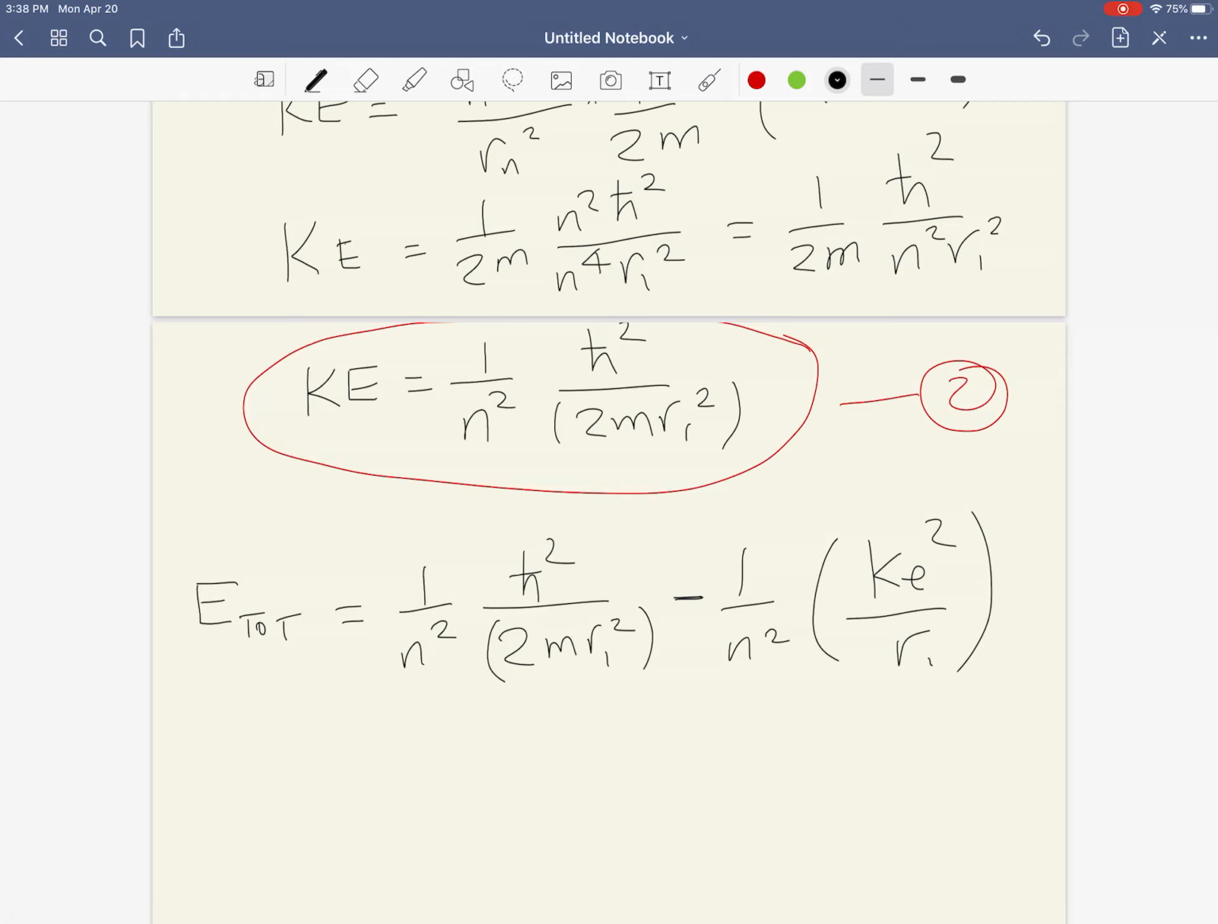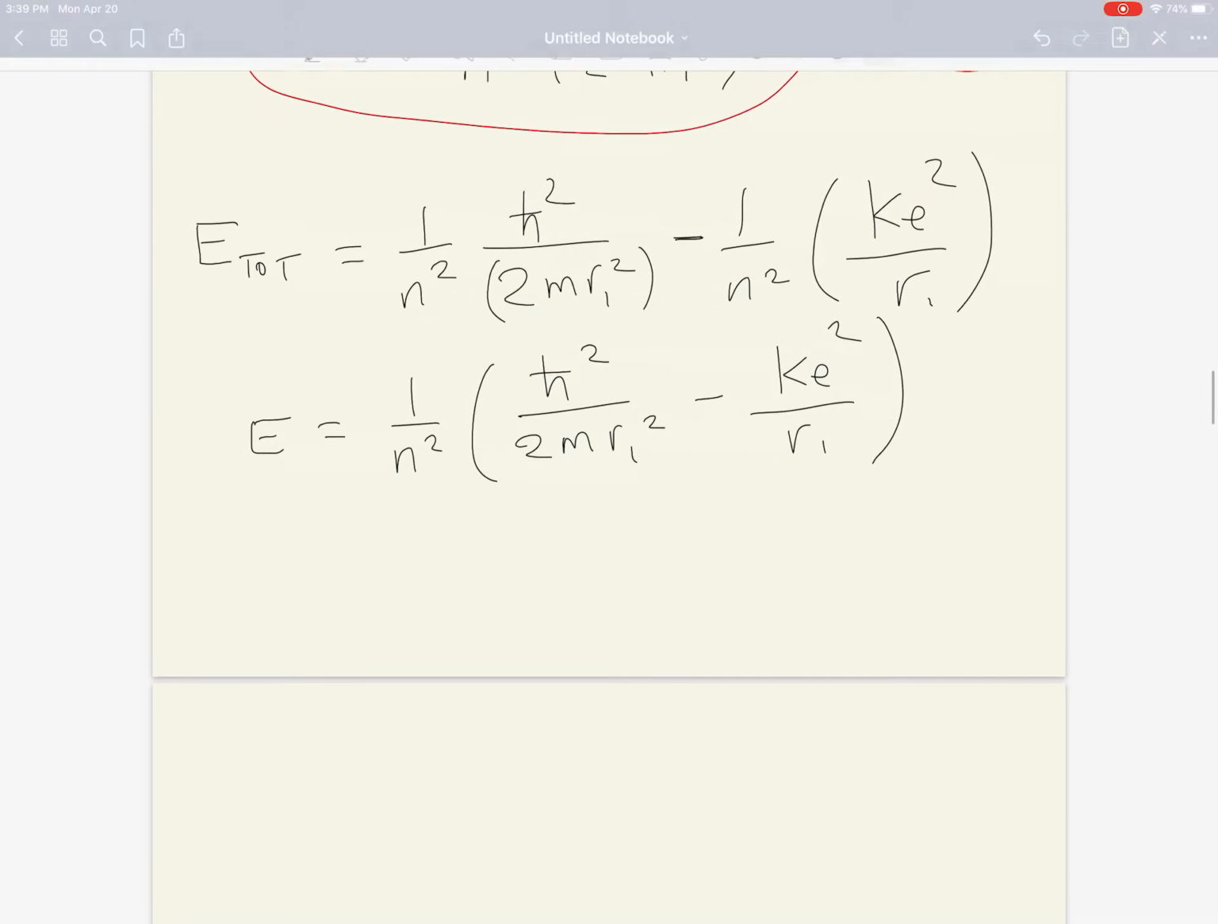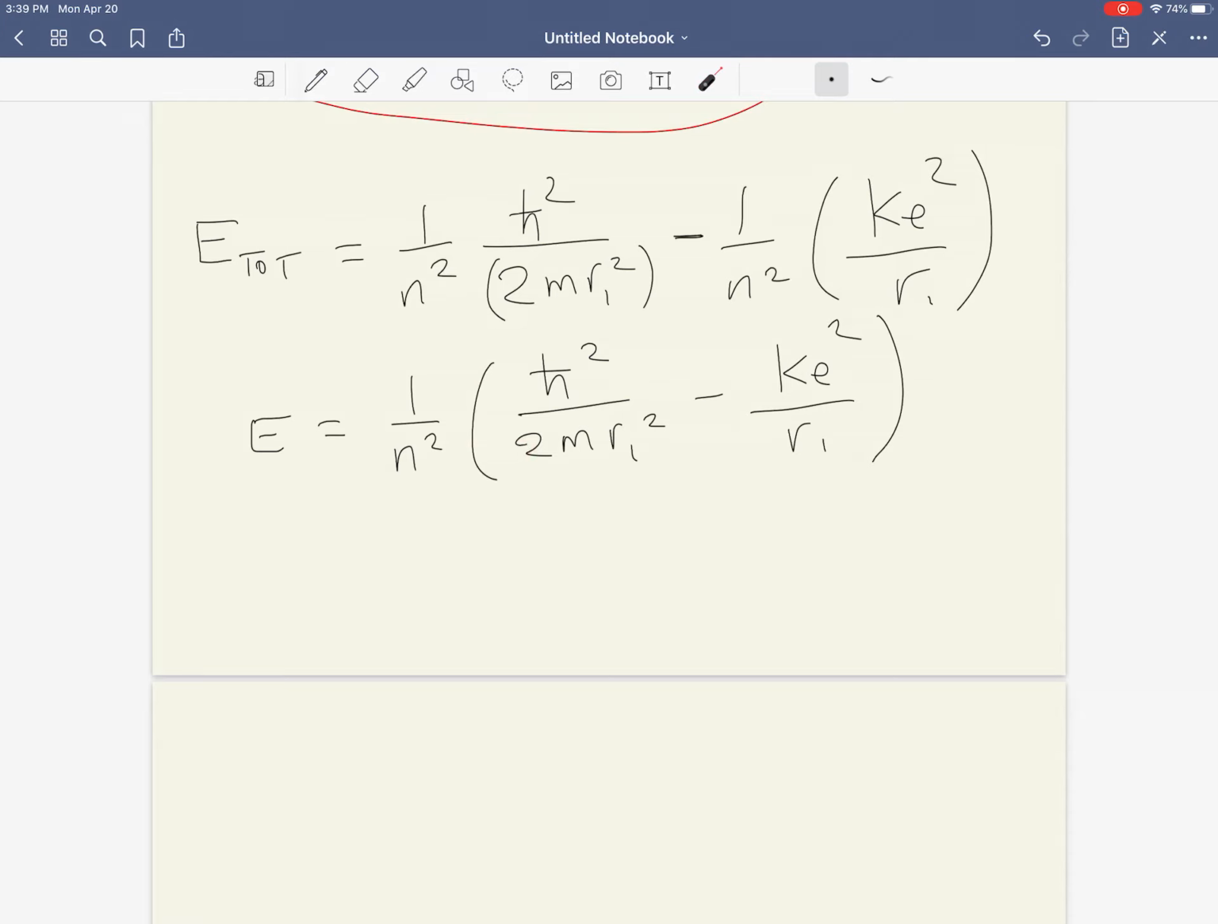And we're done. So now we can put this together very nicely and write this as 1 over n squared, and we factor everything out, and this gives us h bar squared over 2m R1 squared minus k e squared over R1. Okay, this is good enough. So the fact that all these terms, these are constants. So, I leave this to you as an exercise. You can put in the various constants and evaluate this.